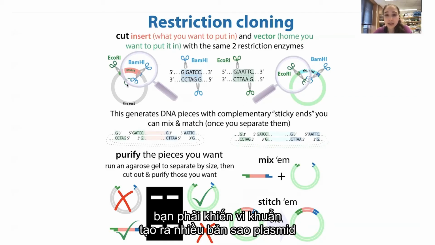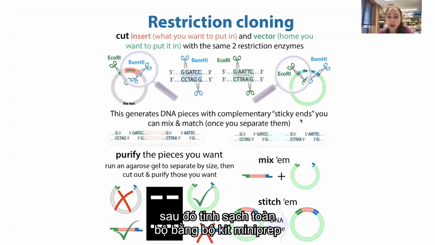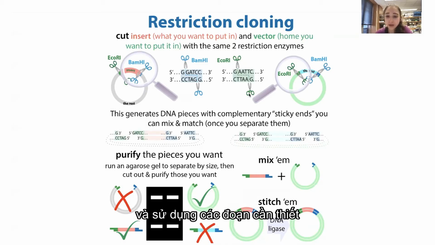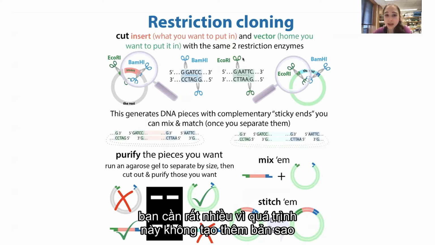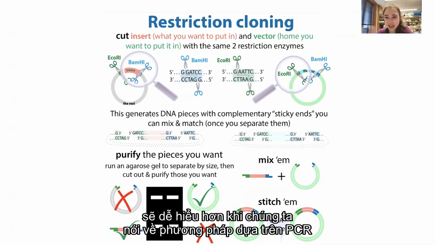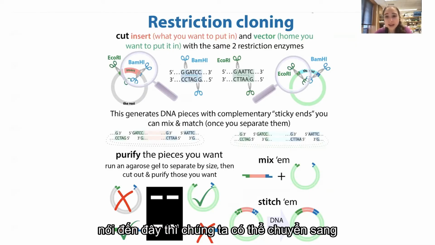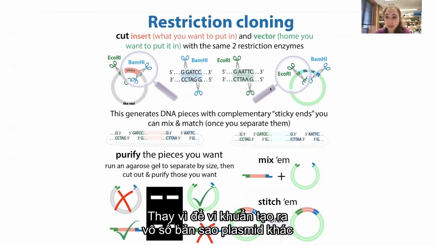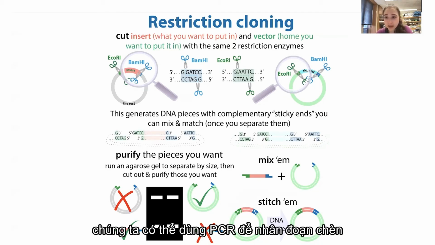So basically you have to get the bacteria to make a lot of copies of these plasmids, and then you purify the whole thing out with a miniprep kit, and then you cut it up and use the pieces. But you basically need a lot because you're not making copies in the process. You already needed the bacteria to make the copies for you. This will make more sense when we talk about the PCR-based methods. Speaking of which, instead of having the bacteria make tons and tons of copies of this other plasmid that we want to get our insert out of, we can make PCR copies of the insert.